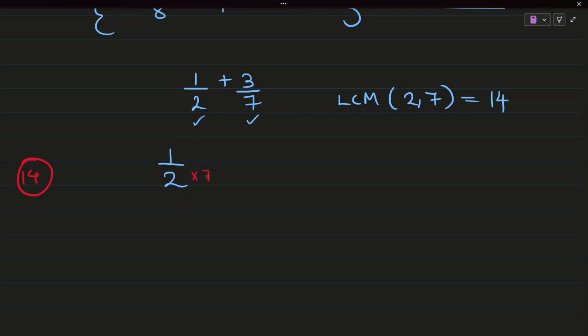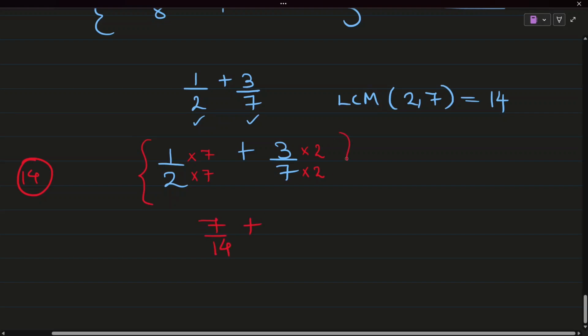So I'm going to multiply the denominator with 7. Whatever I'm doing with the denominator, I have to do the same with the numerator. Clear? Plus, for 3 by 7, again I have to change the denominator to 14, so I am going to multiply it with 2. Whatever I am doing with the denominator, I am going to do the same with the numerator. Clear, students? Okay, so what will be this term? This term will be 7 by 14 plus this term is going to be 6 by 14.